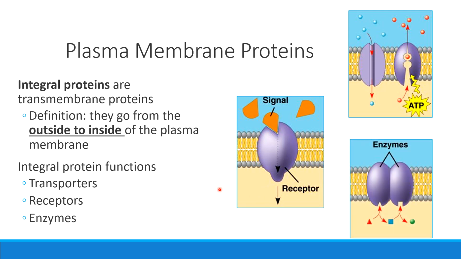The final function of my integral proteins is that some of them that go from outside all the way to inside are also enzymes. So enzymes, as we talked about in chapter 2, help us to perform chemical reactions and perform them quickly. By having some of these enzymes embedded in the membrane, we can do reactions very quickly. So those are integral proteins, going all the way from the outside to the inside.